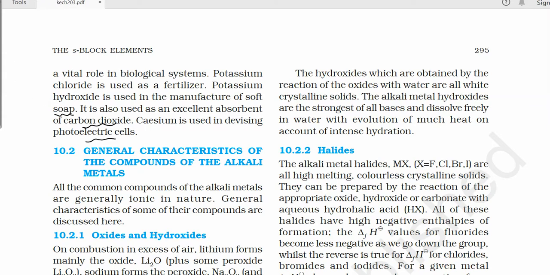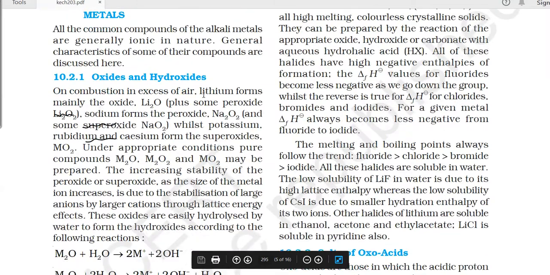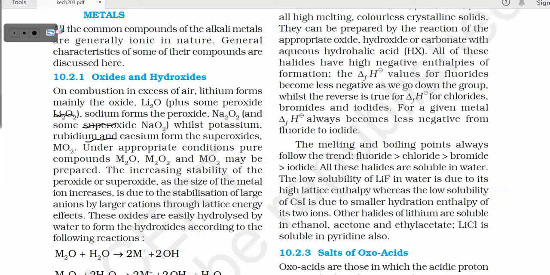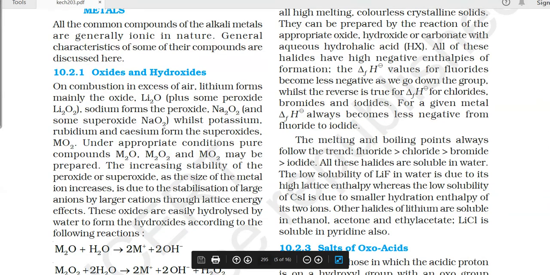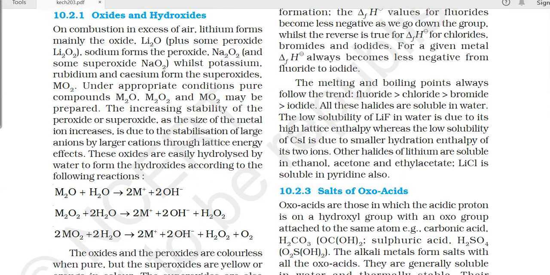Next, the general characteristics of the compounds of the alkali metals. Let's discuss first oxides and hydroxides. On combustion in excess of air, lithium forms mainly the oxide, Li2O. Also, it can form the peroxide Li2O2. Sodium forms the peroxide and some superoxides also, while potassium, rubidium, and cesium form only the superoxides.